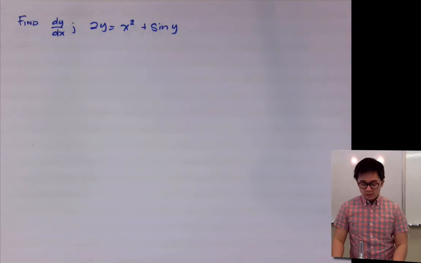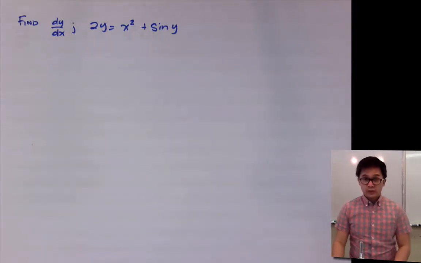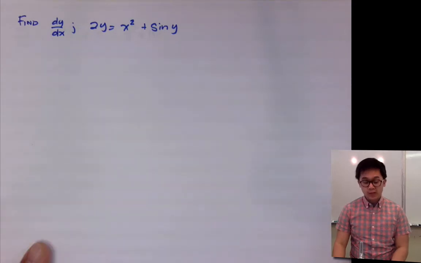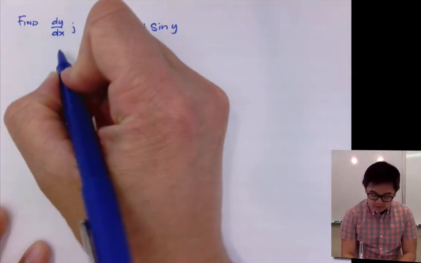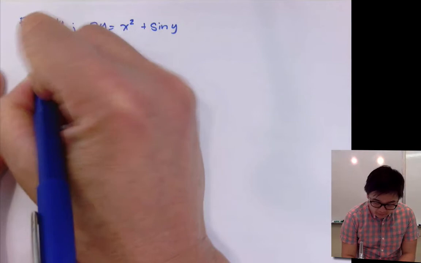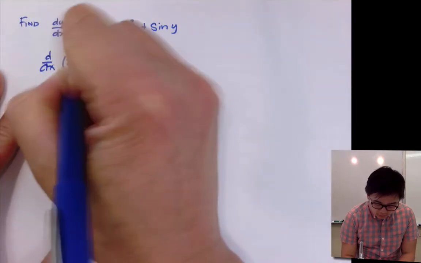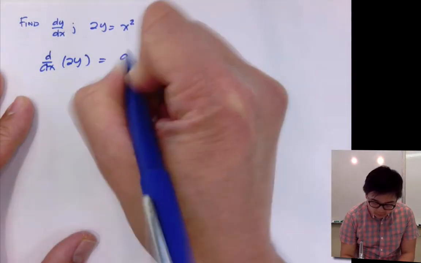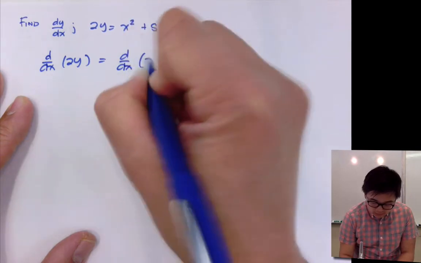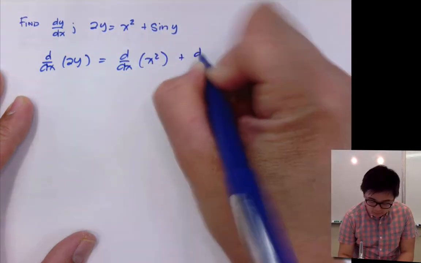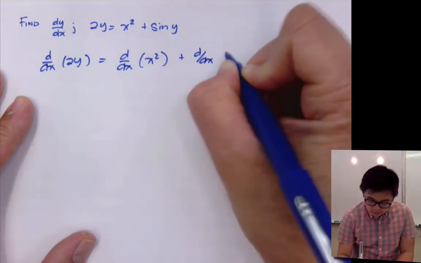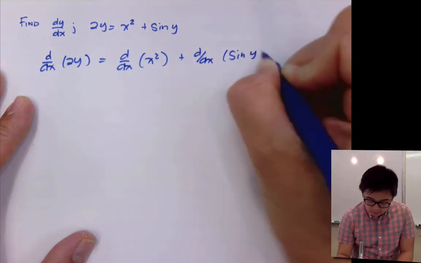Let's work on implicit differentiation, and for our first function, let's differentiate 2y equals x squared plus sine y. Let's go ahead and take the derivative of each term, d/dx of 2y equal to d/dx of x squared plus d/dx of sine y.